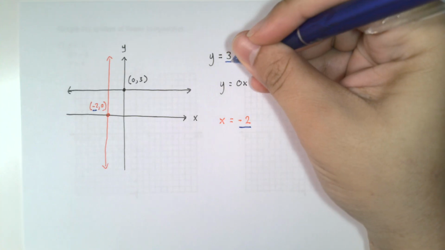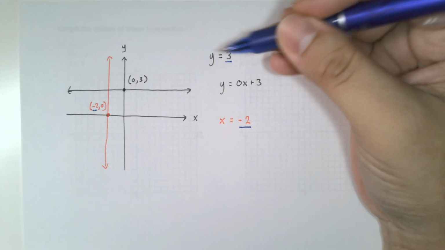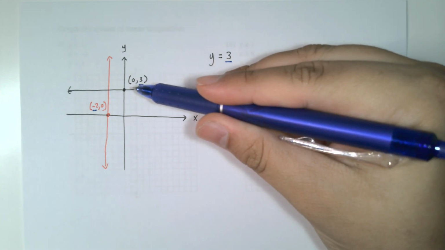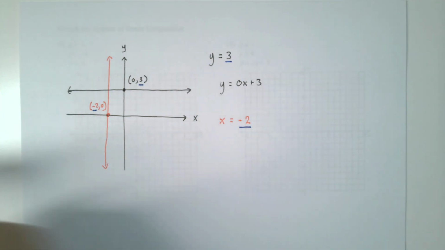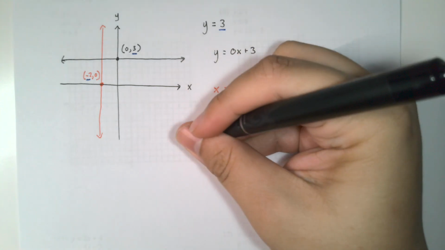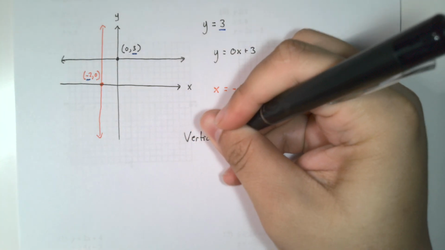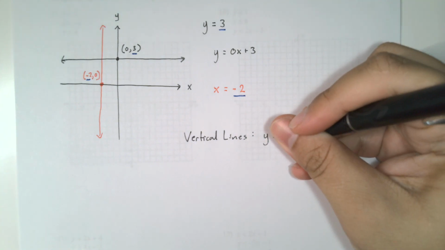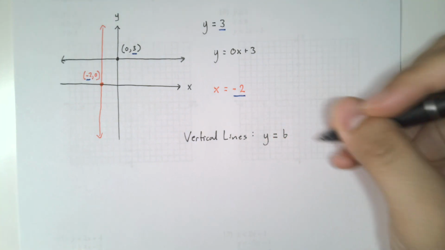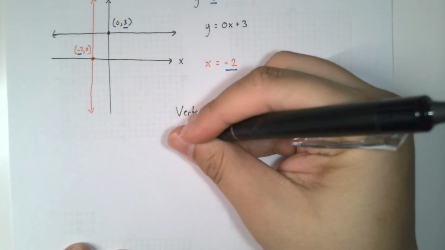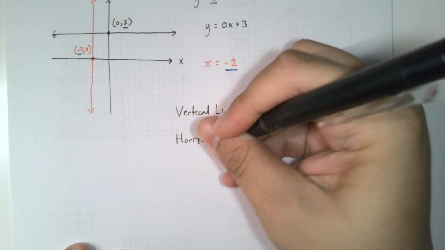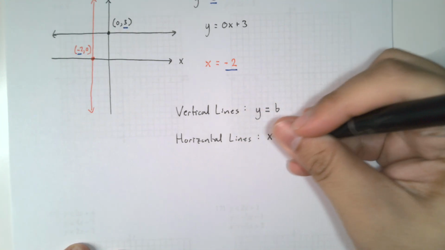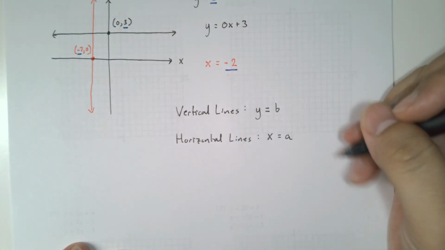And similarly over here, when we have a horizontal line, y is equal to 3, it's going to be whatever the y-coordinate is where it intersects on the y-axis. So, in a nutshell, horizontal lines will be in the form of y equals a number, b. And then vertical lines will be in the form of x equals a number. I'll just call that a.